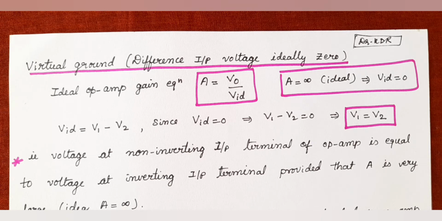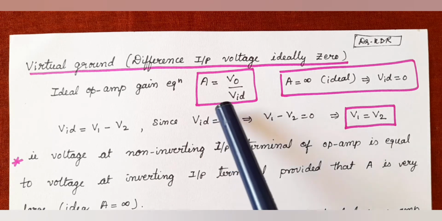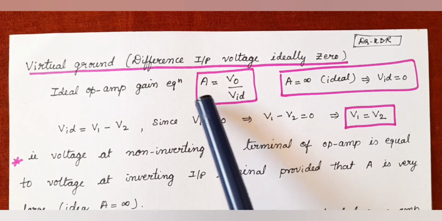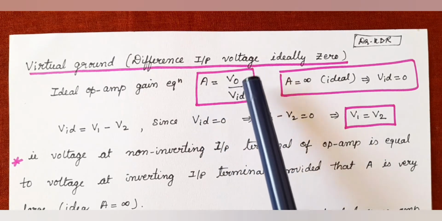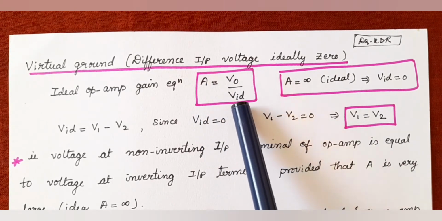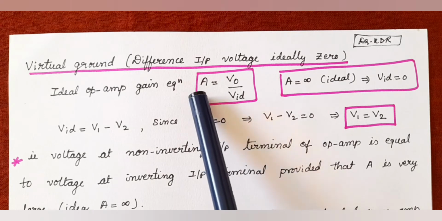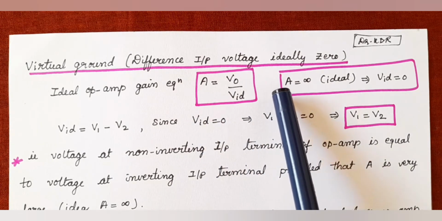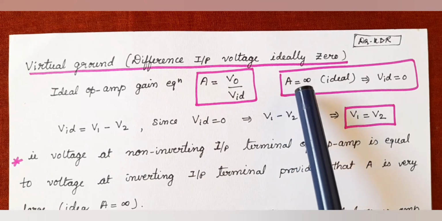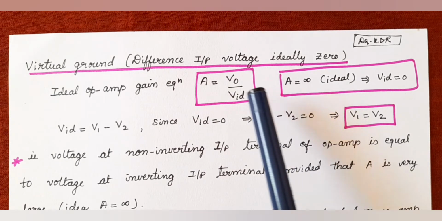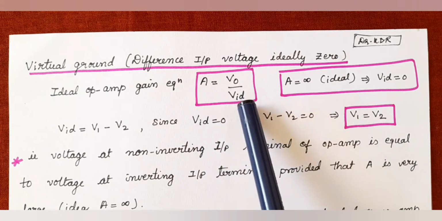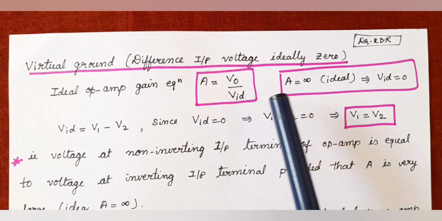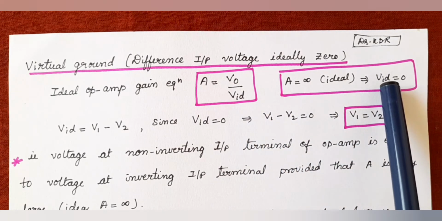That is, the difference input voltage is ideally 0. How can we prove it? The op-amp basic equation you all know: capital A, gain, is equal to output by input, V0 by VID. What is the ideal value of A? Gain is infinity, ideal value is infinity. If A is infinity, what is the VID value? 0. So VID is 0.